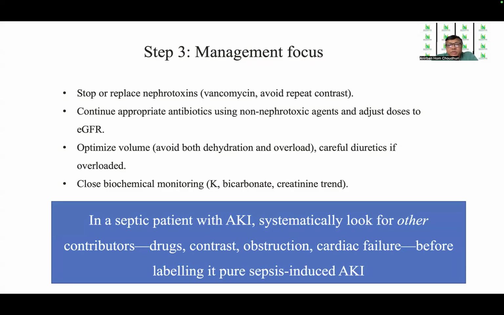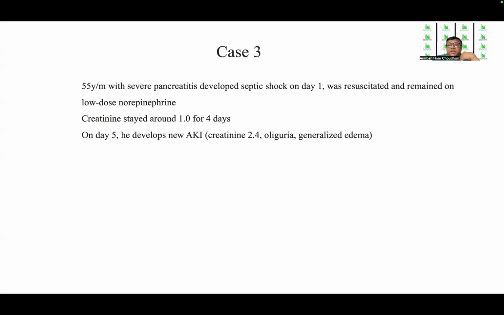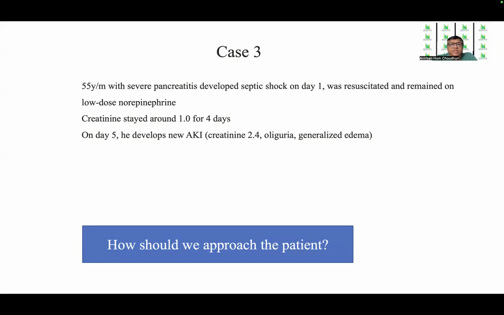So, in a septic patient with AKI, we have to look systematically for other contributors, such as drugs or contrast, obstruction, cardiac failure, before we label it as a pure sepsis-induced AKI, unlike the first case. Let us look into the third case. A 55-year-old male with severe pancreatitis developed septic shock on day one, was resuscitated and remained on low dose norepinephrine. Creatinine stayed around 1 for 4 days, but on day 5 he develops AKI with a creatinine of 2.4, oliguria and generalized edema. Now, how do we approach such a patient?